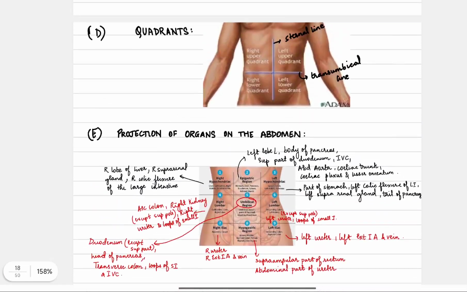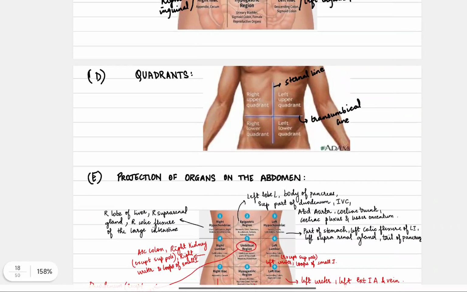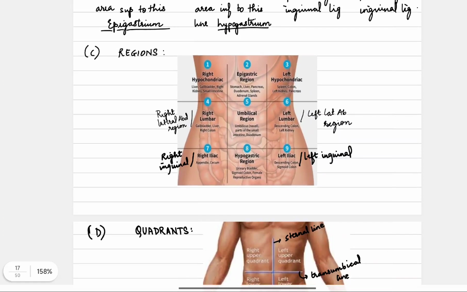Now there are quadrants. How are these quadrants formed? By the sternal line and the transverse line. The abdomen is divided into four quadrants: right upper quadrant, left upper quadrant, right lower quadrant, left lower quadrant.